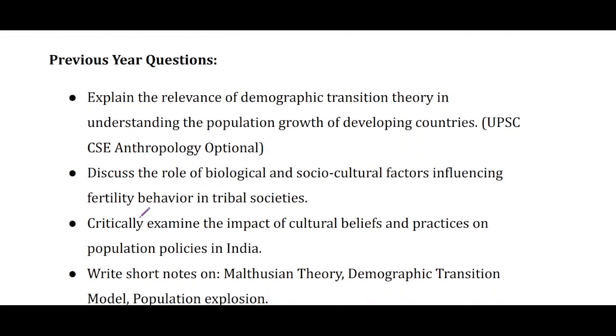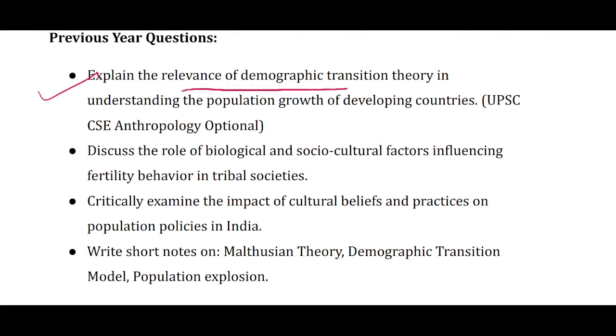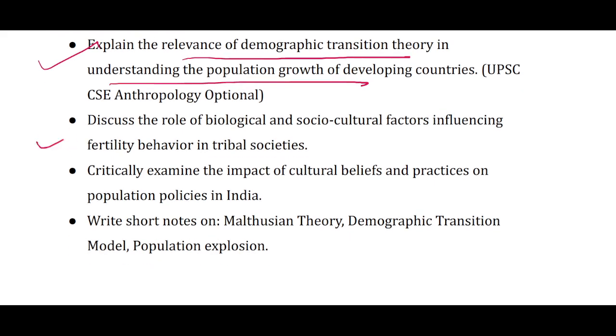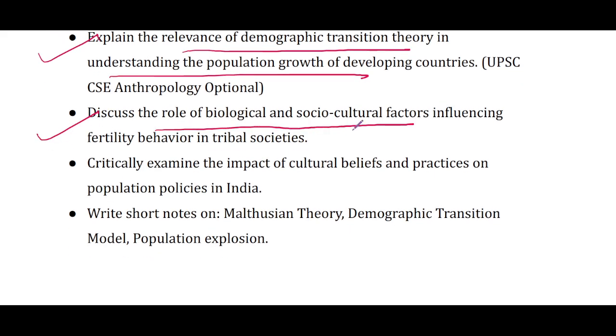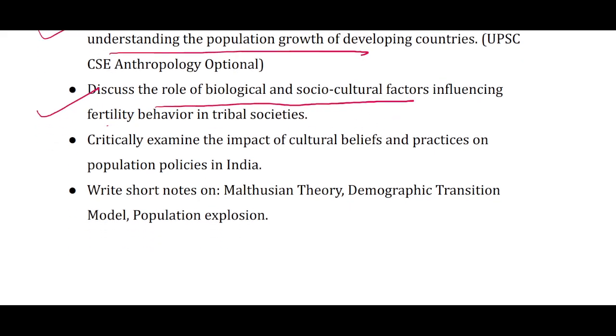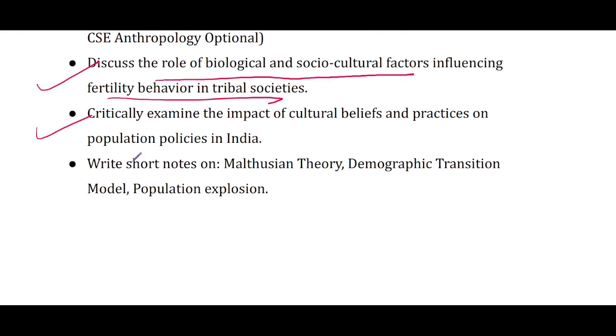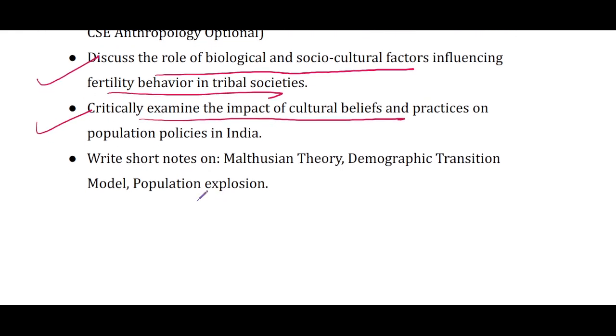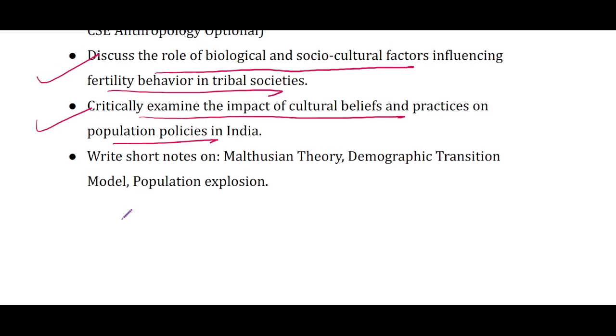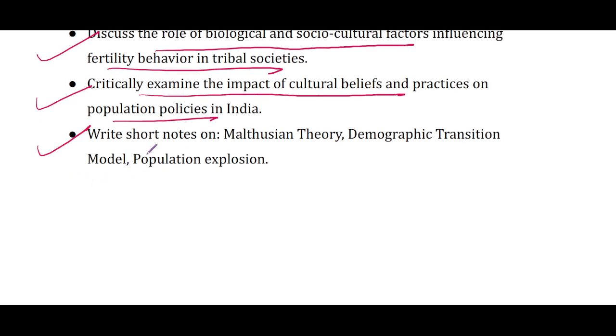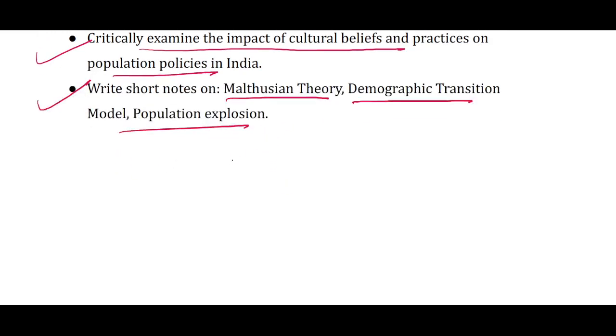Now, the previous few questions explain the relevance of demographic transition theory in understanding population growth, discuss the role of biological and socio-cultural factors influencing fertility in tribal society, critically examine the impact of cultural beliefs and practices on population policies, and finally, short notes on Malthusian theory, demographic transition theory, and population explosion.